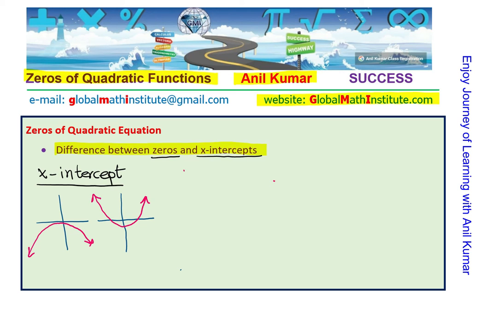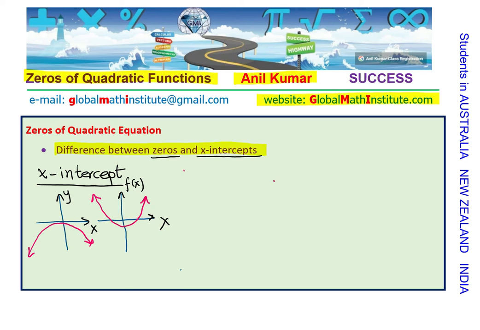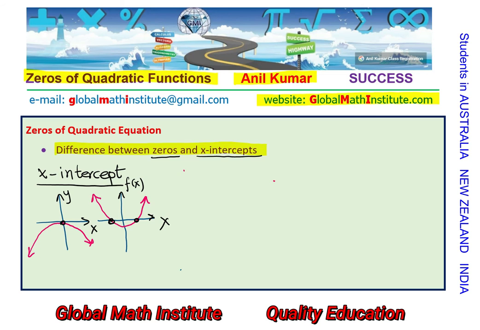These are the points on the x-axis, right? So this is your x-axis, that's the y-axis. We normally write f of x, or y. So points on the x-axis like these, where the curve touches. So here it touches, or crosses. So those are the x-intercepts.